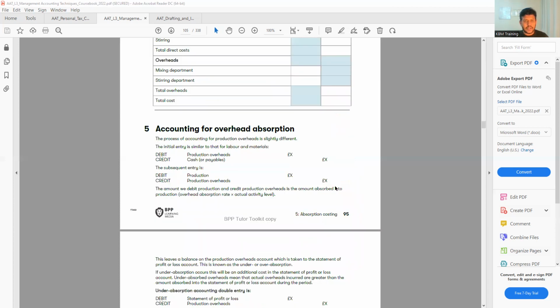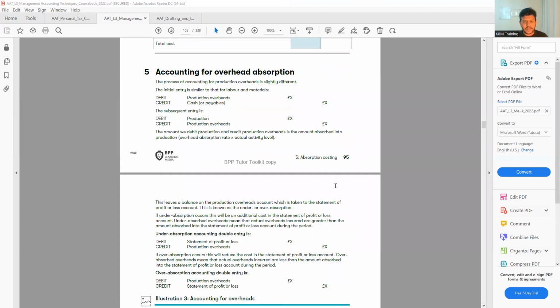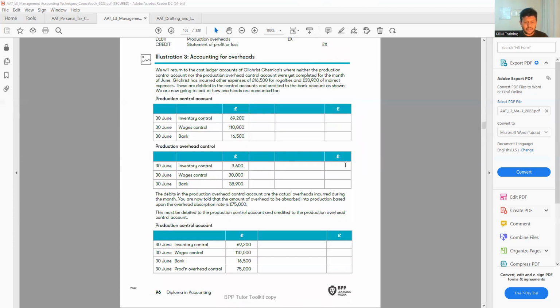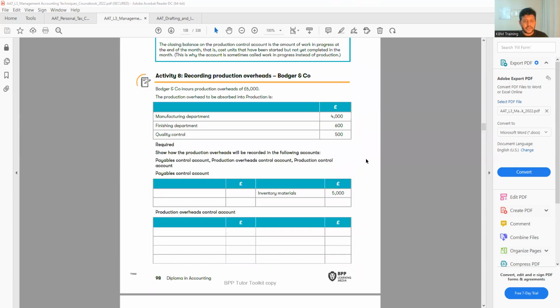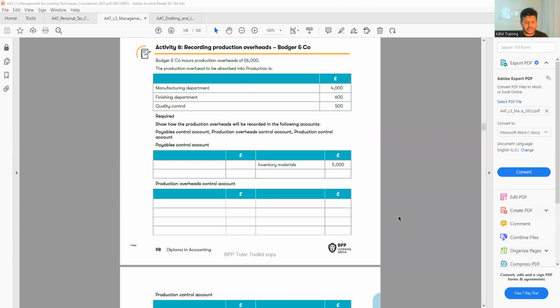The next one, we have accounting for the overhead. This one is not very important or not very common for the exam, but we can do one question. It's a journal, debit and credit. I'm sure all of us know how to do the debit and credit, but let's just quickly do this one, activity 8.